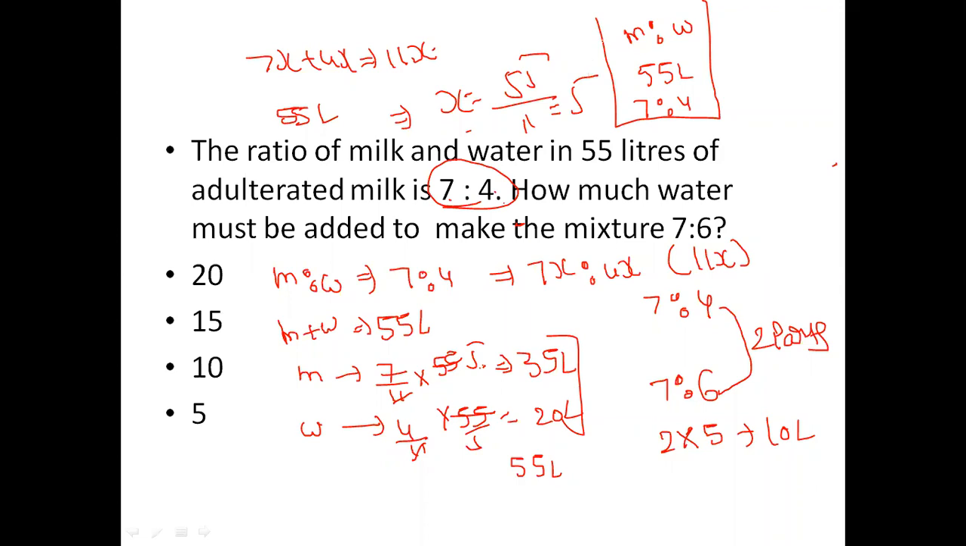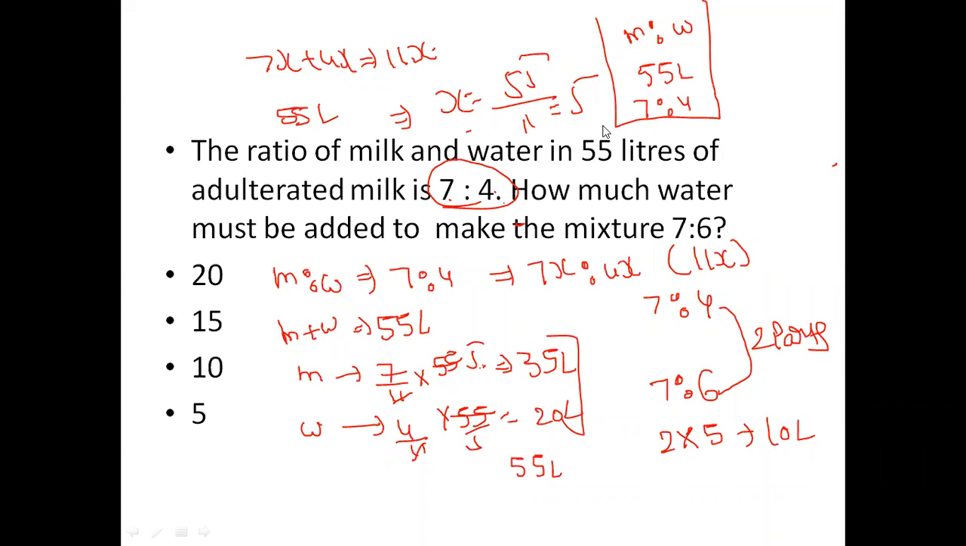Let me explain you the question once again so that it will be clear to you guys. Ratio of milk and water in the mixture is 7 is to 4. So milk is 7 parts and water is 4 parts. And what's the quantity of the total mixture, guys? Quantity of total mixture is nothing but 55 liters. Okay. And if you could see 7 is to 4 ratio, I need to change it into 7 is to 6 ratio. By adding what? By adding water to it.